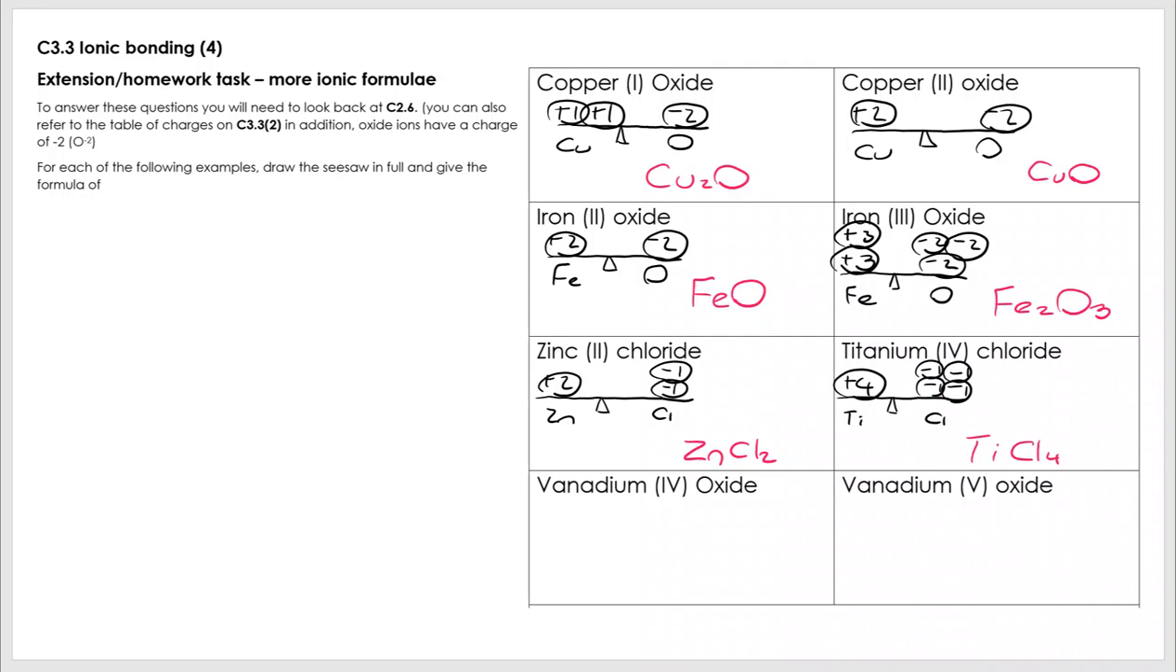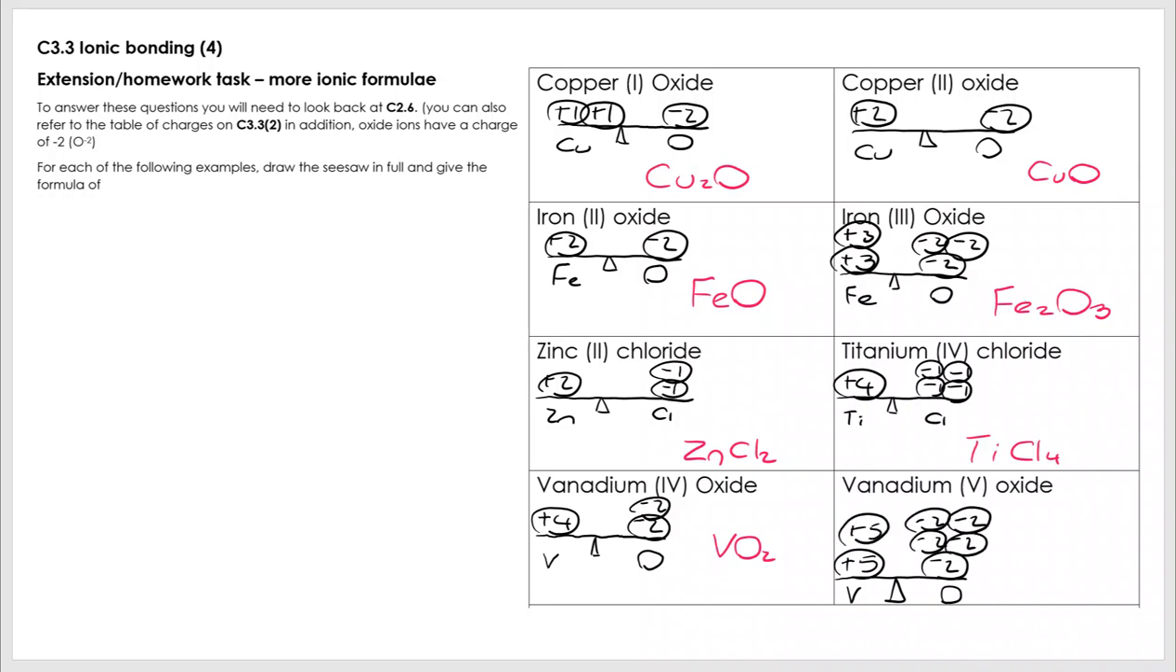Vanadium(IV) oxide, if vanadium is +4 and oxygen is -2, I need 2 of the oxygens, so it becomes VO2. And if I look at vanadium(V) oxide, vanadium is +5, oxygen or oxide is -2. Lowest common denominator here is 10, so I need 2 +5s, 5 -2s, and it comes to V2O5. That takes us to the end of this video. Thank you for listening, and goodbye.